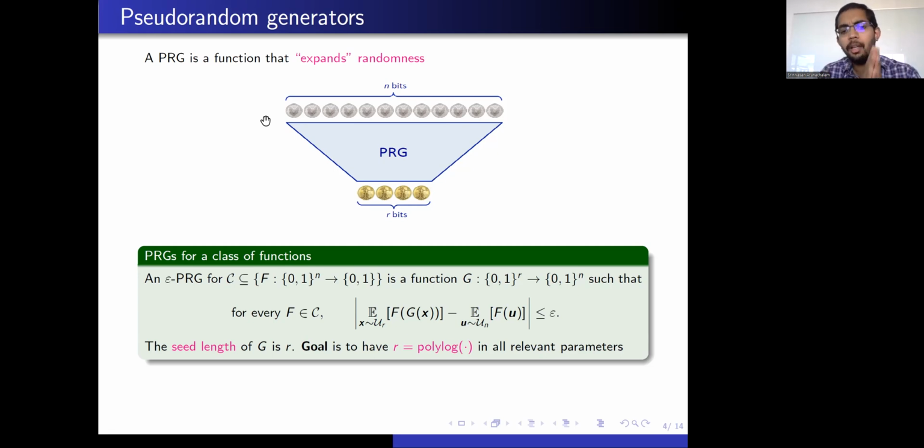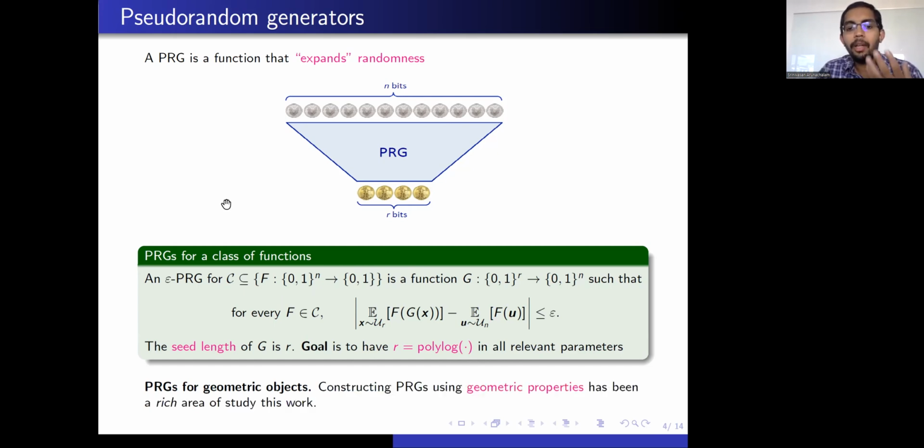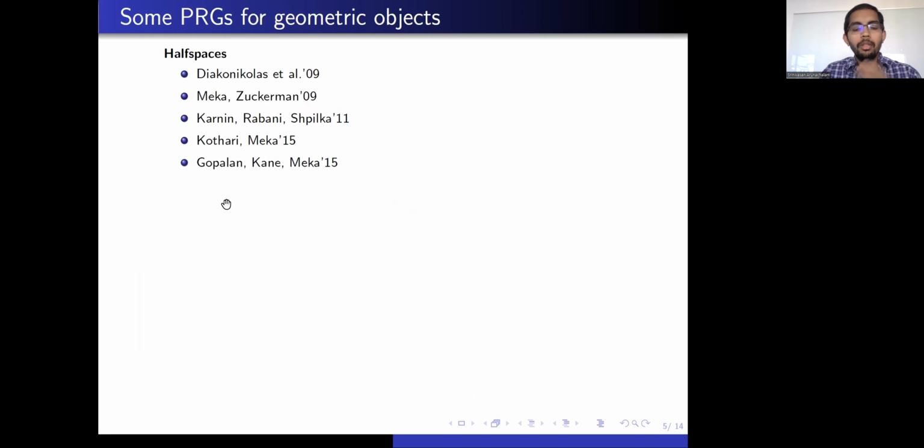But another, simpler question that people have also looked at is, can we construct pseudorandom generators for geometric objects? For example, if script C was just a polytope, or a half space, and so on. Constructing PRGs for geometric objects has been a rich area of study, which I'll overview in the next slide. The first line of work was started by Diakonikolas et al. and Meka and Zuckerman in 2009, where they showed how to construct PRGs for half spaces. There have been a lot of subsequent works that have improved these PRGs with better seed length dependence.